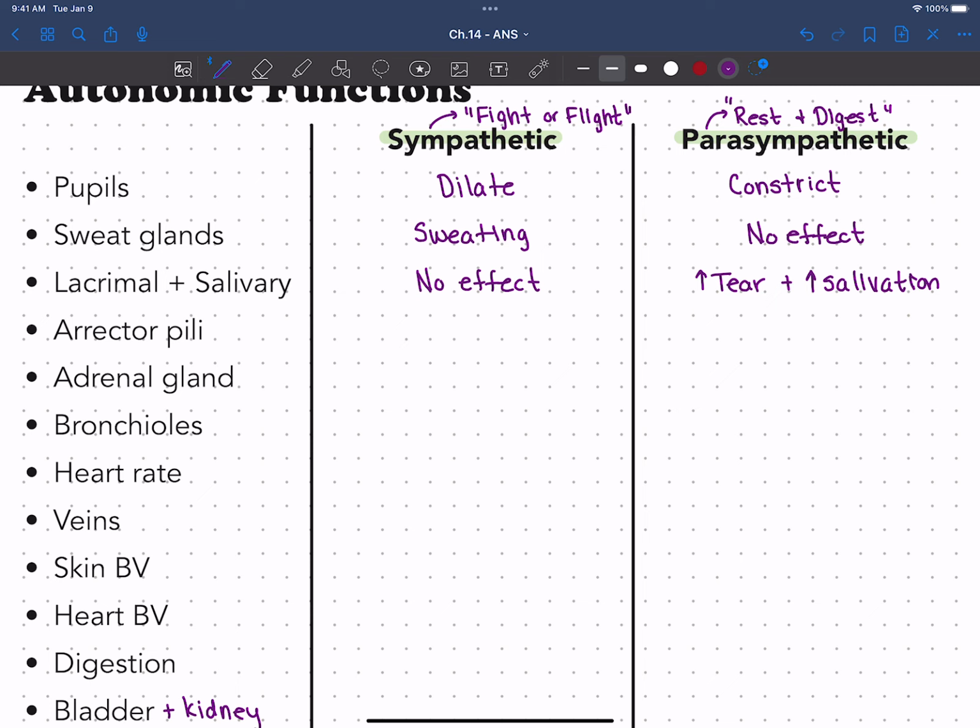All right, and then we have the erector pili muscle that you learned about with the integumentary system. This is a small muscle in the skin that causes the hair to stand upright. It is only innervated by the sympathetic nervous system, and when it is activated, that causes goosebumps, right? Or like the hair standing up on the back of your neck, which you know is kind of a fight or flight type of response. All right, and there would be no effect for parasympathetic nervous system.